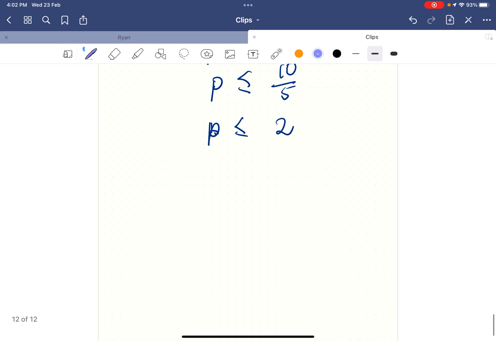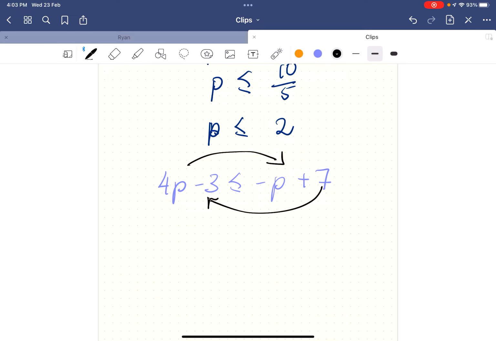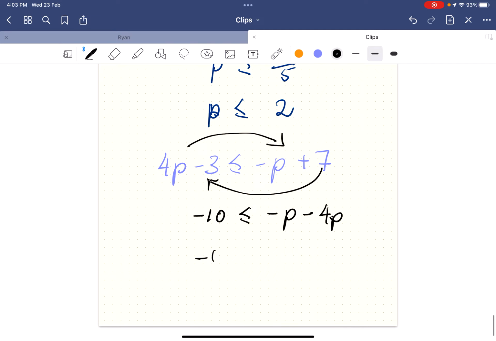So I copy the question again, and now let me show you the swapping method. I'm using black for this one. What we're going to do is put the p's on one side and the numbers on the other, but in different places. So we have negative 10 bigger or equal to negative 3 minus negative 4p. So we have negative 10 smaller or equal to negative 5p.